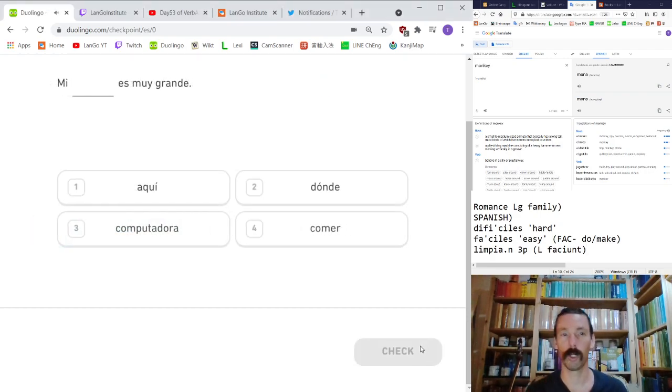Cluster means two or more consonants in contact. Mi es muy grande. Could be a noun of either gender. The mi doesn't distinguish and the grande doesn't agree, or doesn't distinguish those forms. I suppose it agrees on some level, but it's not expressed in different forms of the noun. But it's got to be a noun.